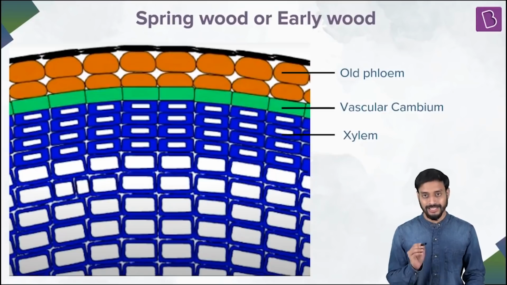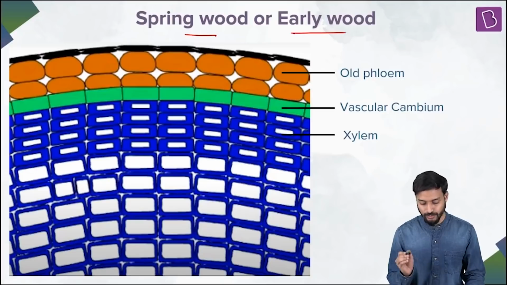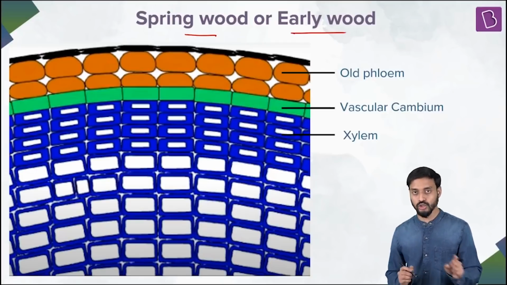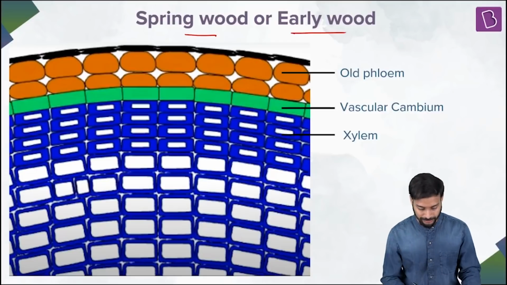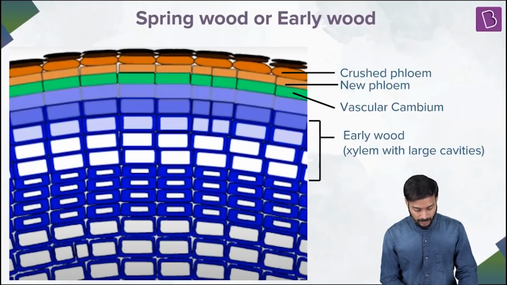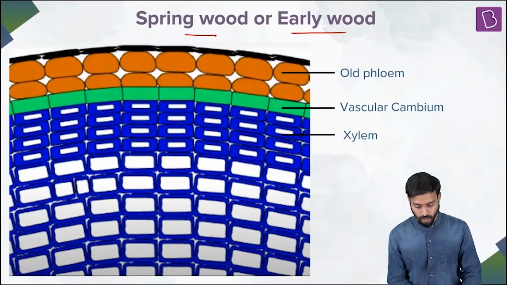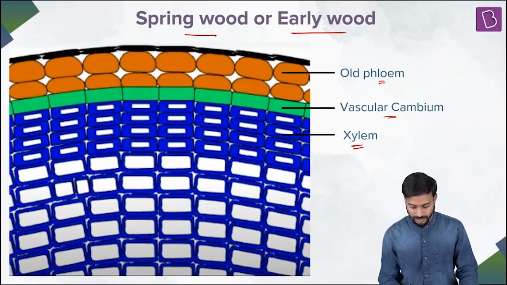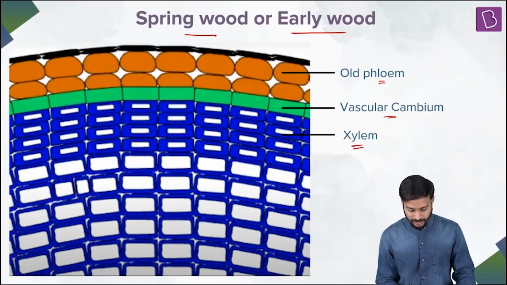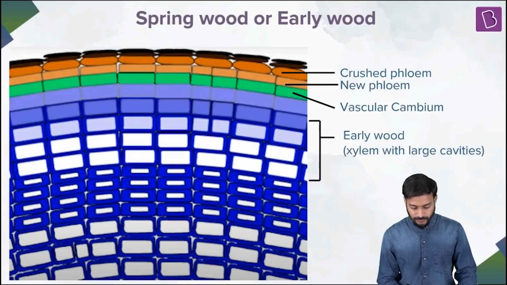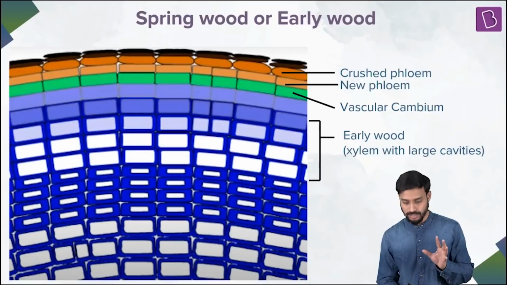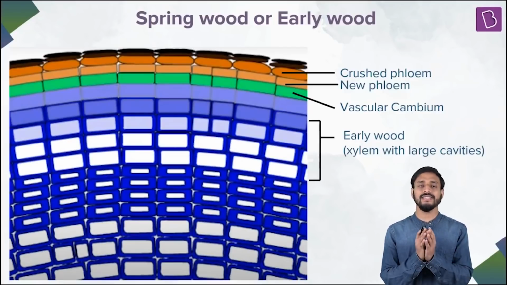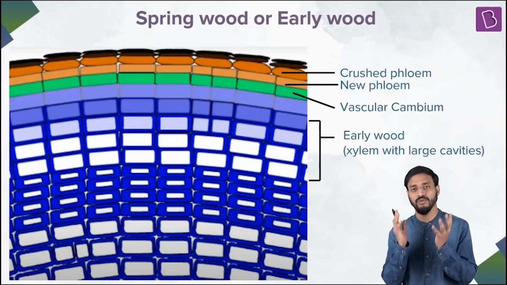Let's see. The spring wood is also known as the early wood. And how does this happen? Take a close look at the diagram over here, okay, properly. See, what happens initially, you see the old phloem, the vascular cambium over here and the xylem. Fine? Okay, great. So, during the growing season, mostly the spring season, a lot of water and a lot of nutrients are present.